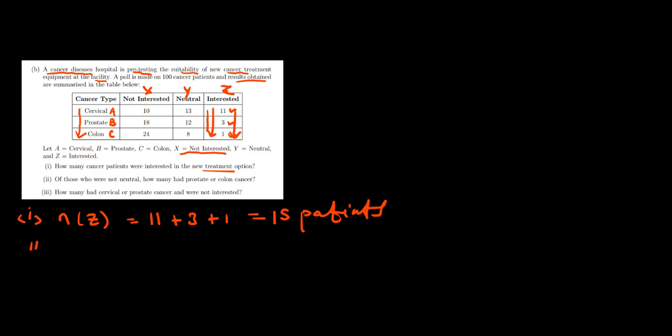And then number 2: of those that were not neutral, how many had prostate or colon cancer? If the patients are not neutral, then they are either not interested or interested. So we can cancel out the neutral column, and we remain with the column for not interested and the column for interested. The question says of those that were not neutral, meaning either not interested or interested, how many had prostate or colon cancer?